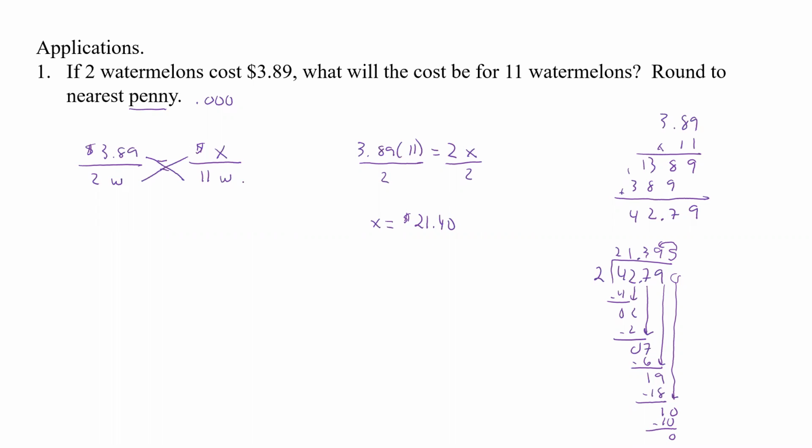$21.40. And that's going to be how much it is for 11 watermelons. So it's going to be 21.40 for 11 watermelons is equal to 3.89 for 2 watermelons. Now the key here is when we multiply these back, it's not going to be exact because we did that rounding right there. And so if we went ahead and put the 21.395 at this point and multiplied, then they would be equal. But because we rounded, they're going to be off just a little bit, but that's going to be our cost right there.